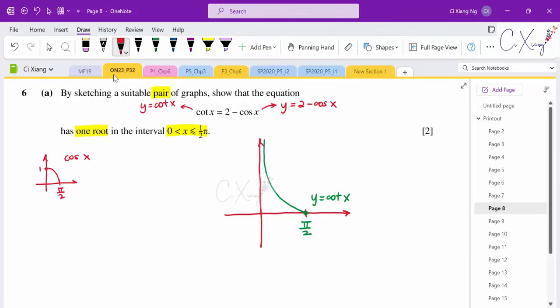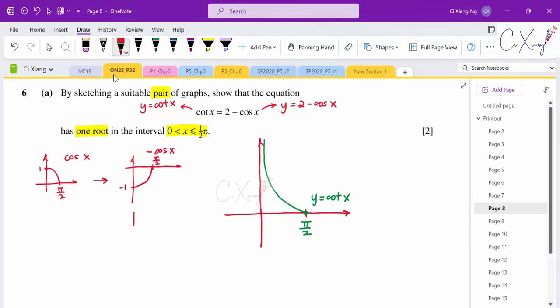After that, I want to multiply a negative to the cos x. That means it is a top-bottom, or up-down reflection. That means originally, if you are having a positive value, it will become negative, and if you're having a negative value, it will become positive. So my graph of negative cos x will look something like this.